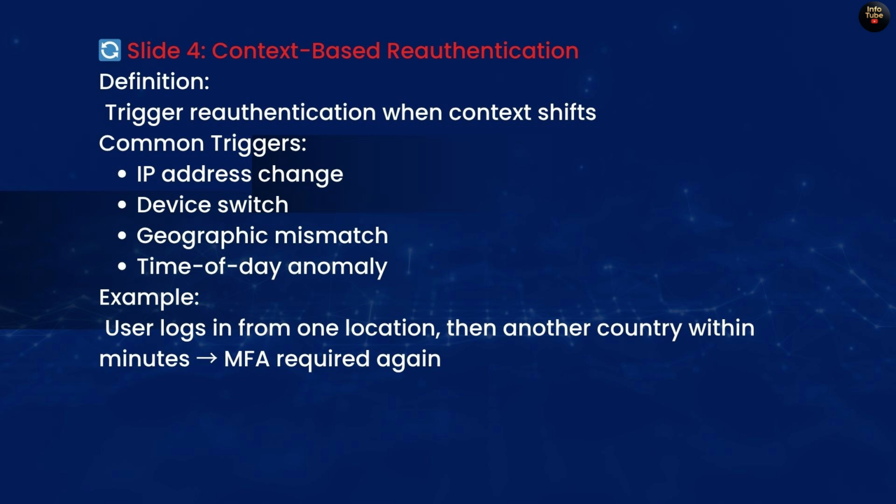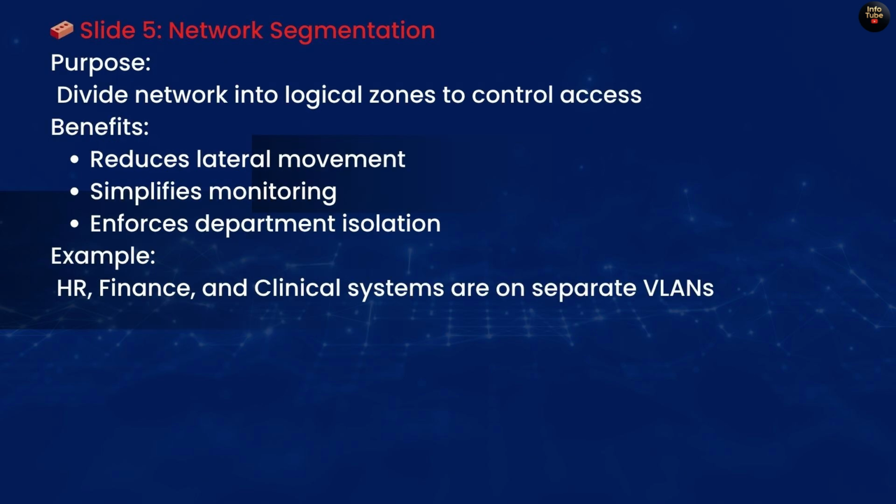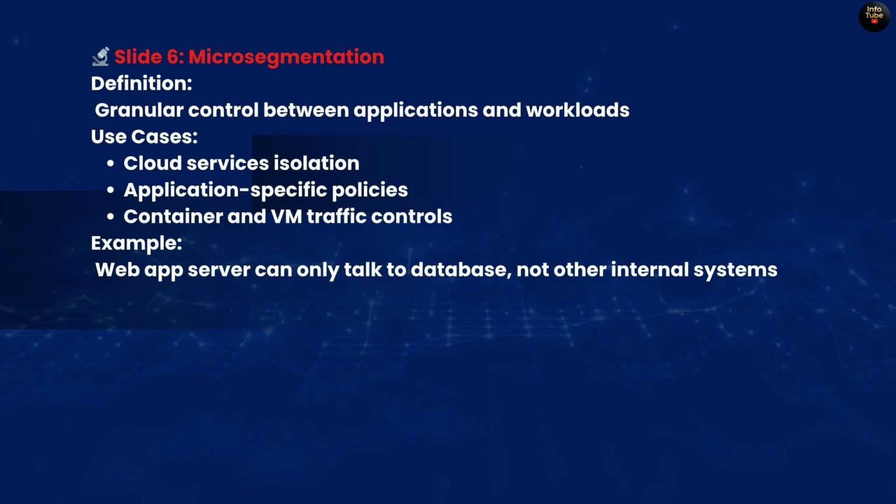Going further, we have microsegmentation. While segmentation operates at the network level, microsegmentation works at the workload or application level. It controls how individual apps, services, or containers communicate with each other, even on the same subnet. Imagine a web server that should only talk to a specific database. Microsegmentation enforces this rule, preventing that server from accessing other systems it doesn't need to interact with. This approach is especially powerful in cloud and virtualized environments where traditional firewalls may not reach. Tools like VMware NSX and Illumio enable this fine-grained control.